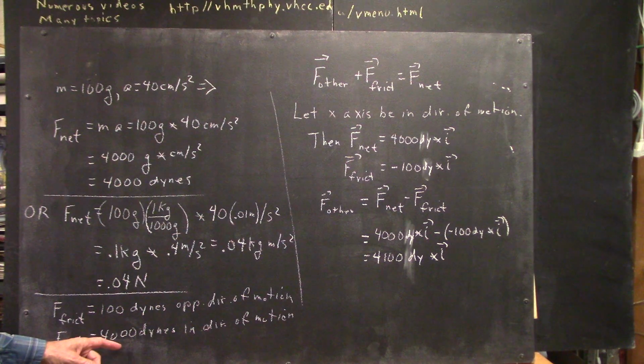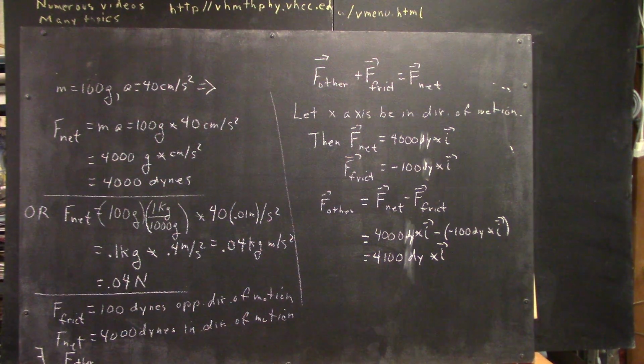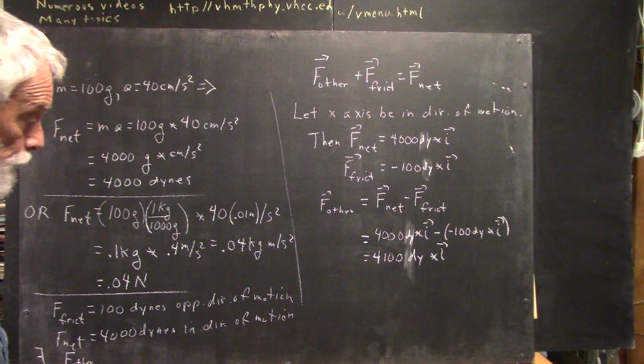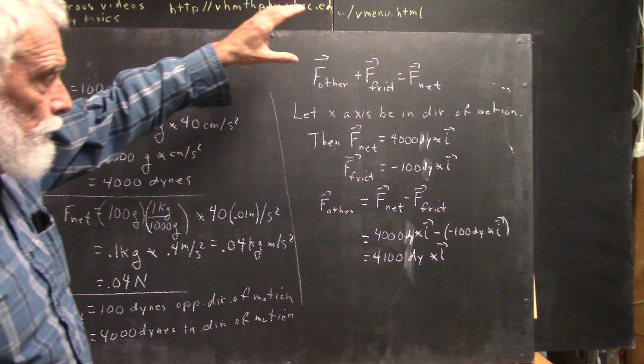Now the net force is 4,000 dynes in the direction of motion, and from this we see immediately that there exists at least another force besides friction, because friction itself is only 100 dynes opposite the direction of motion. That force is 4,000 dynes in the direction of motion. Okay? If there wasn't some other force acting, then that force would not be equal to the force that's acting. Okay? So, well, let's write that down.